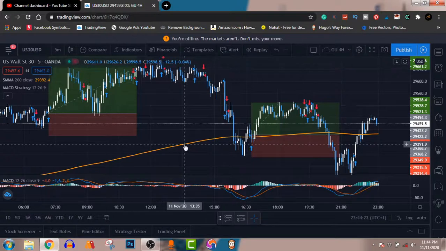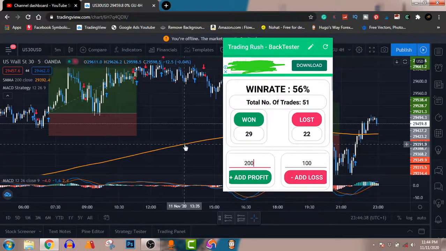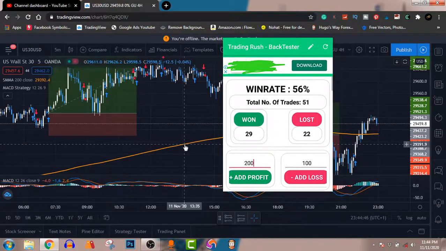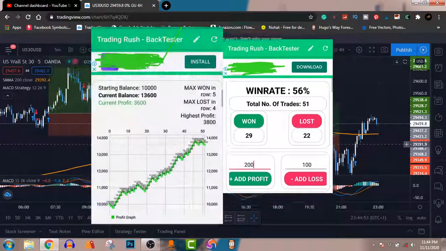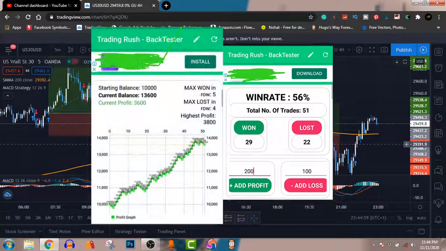With that, I was able to take about 51 trades, and it's going to be a shocker to know the win rate. The win rate for this 5 minutes US30 MACD trading strategy was 56%. Wow, that's really good if you ask me, using a 2 to 1 reward ratio. How many did I win? I won 29 and lost 22 trades.